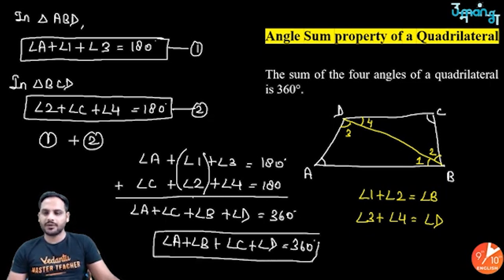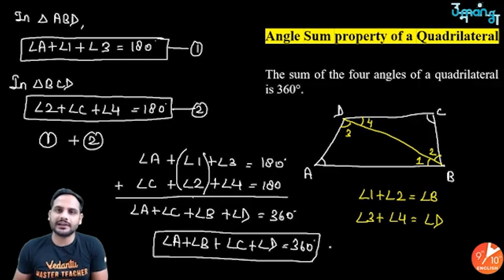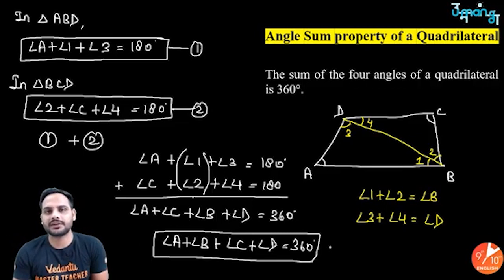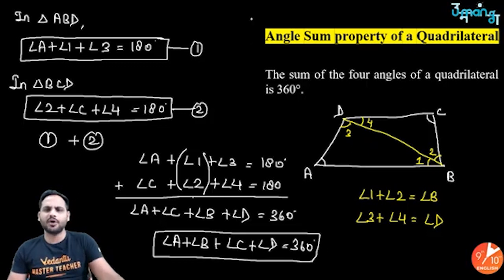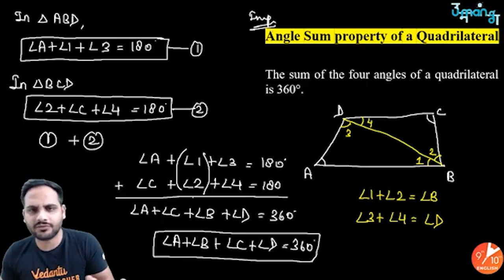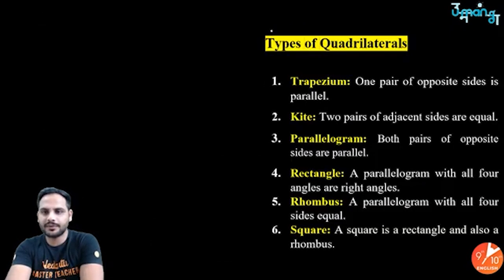So for any quadrilateral, the sum of the four interior angles will be 360 degrees, and the proof is based on the angle sum property of a triangle. Got it? So this is how you can prove that the sum of four interior angles of a quadrilateral is 360 degree. A small proof but important one. Just practice this part as well, because it might come for 2 marks: prove that the sum of the four interior angles of a quadrilateral is 360 degree. Got it? Now let's go for the next part.